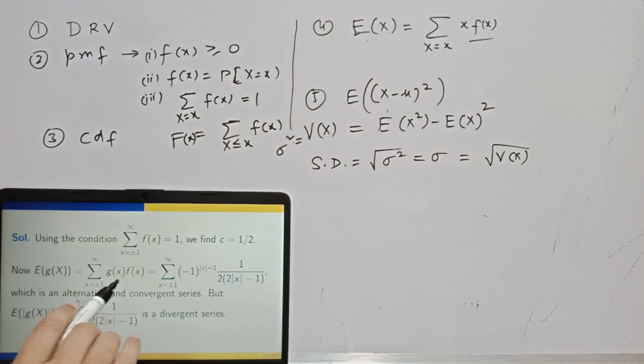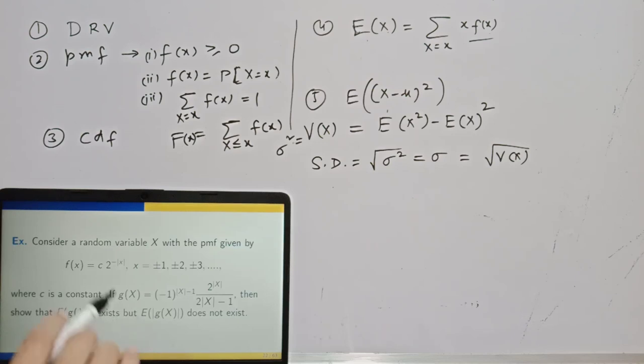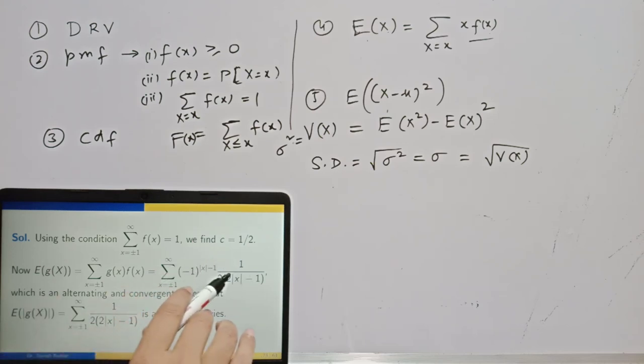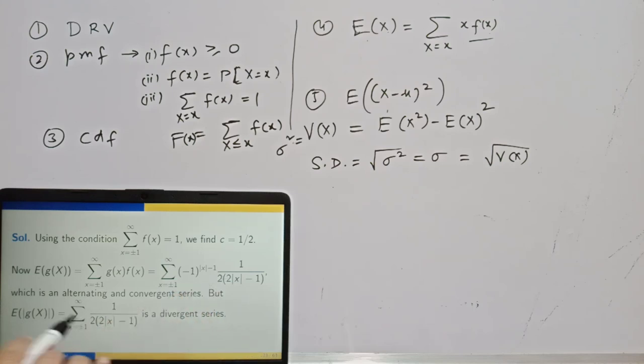So when g(x) is multiplied with f(x), f(x) means this one, multiplied with this g(x), this is the expression. This exists, but the expectation of mod of g(x) doesn't exist. This is the problem. So why does it exist and why doesn't it exist?